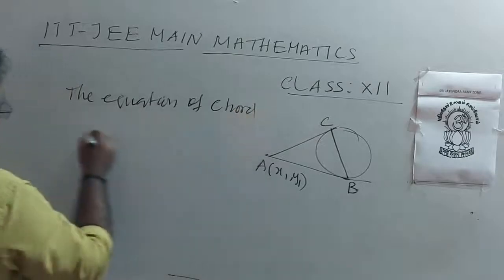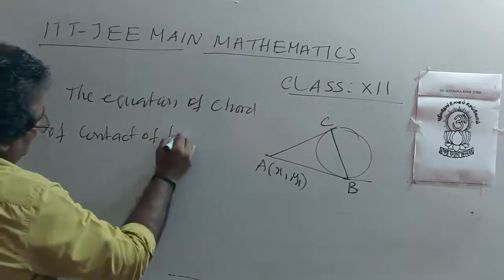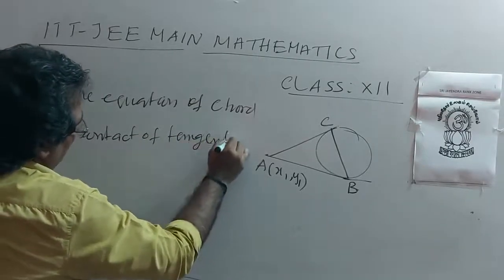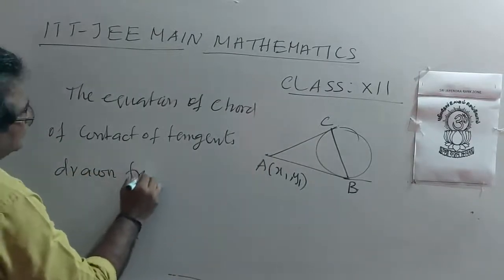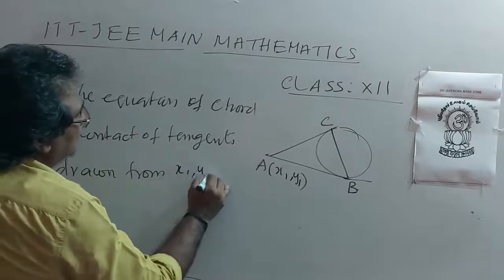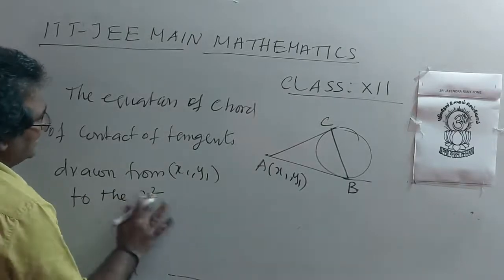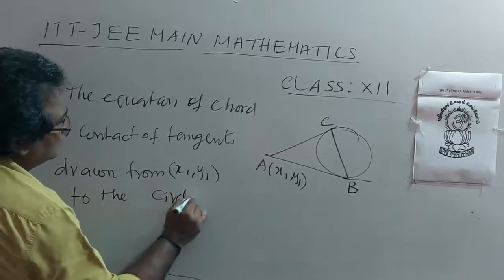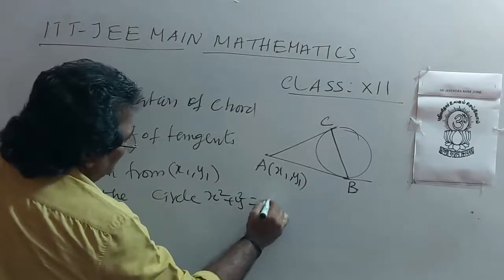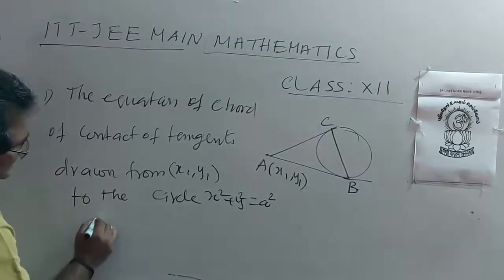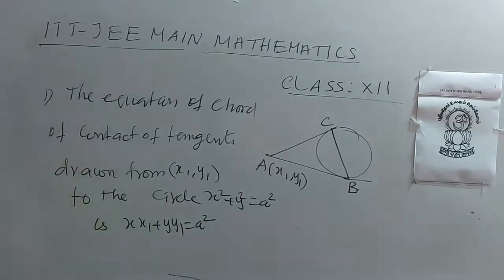The equation of chord of contact of tangents drawn from (x1, y1) to the circle x squared plus y squared equal to a squared is x x1 plus y y1 equal to a squared.